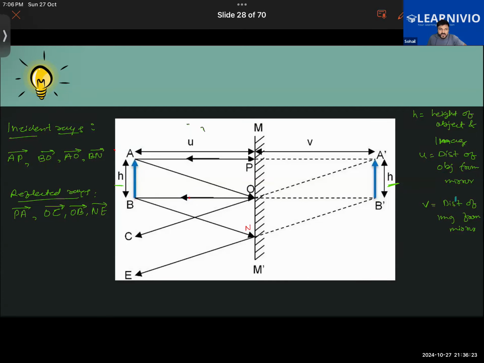Okay, no? So they are appearing to meet at that point. So a virtual image is formed here. Also, another thing is that can you obtain this image on a screen, on a wall, or on any surface?